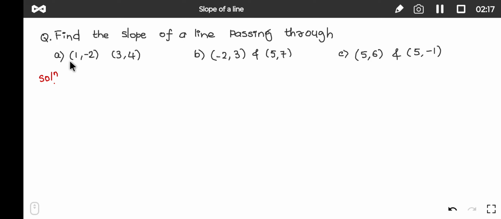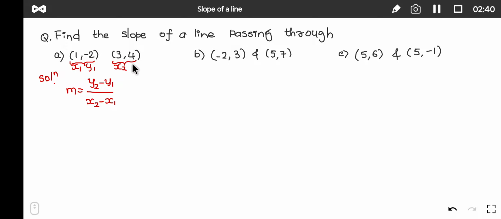Two points are given, the line is passing through the points 1 comma minus 2 and 3 comma 4. Whenever a line is passing through points and points are given, the formula we have is m is equal to y2 minus y1 upon x2 minus x1. Let's consider our first point is x1 y1 and second point is x2 y2. Substitute the values: y2 is 4 minus y1 is minus 2, divided by x2 is 3 minus x1 is 1. So 4, minus and minus gives plus, 2, divided by 3 minus 1, which is 2. So 4 plus 2, which is 6 by 2. So the slope of the first line is 3.